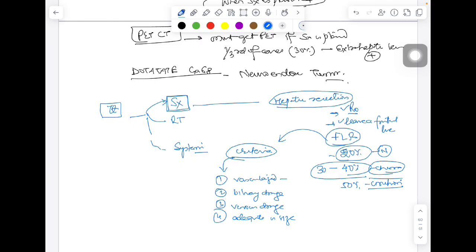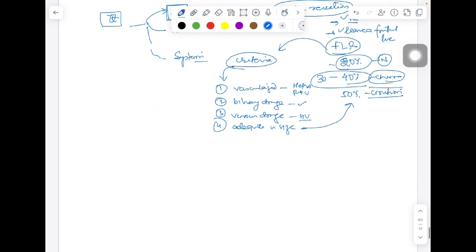Vascularized means that the liver remnant, whatever is going to stay, must have hepatic artery and portal vein supply of that part. Biliary drainage must be there because bile will be formed. Venous drainage, the hepatic vein must be draining that area, and adequacy of size, as we discussed, 20% in normal or 50% in cirrhotic. But liver surgery, liver resection, is not a simple resection. It has a mortality of up to 5%, and only in a high volume center can it be done.